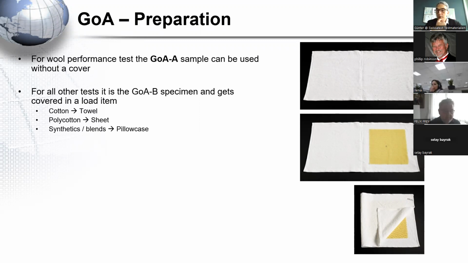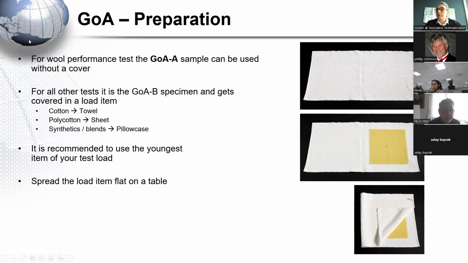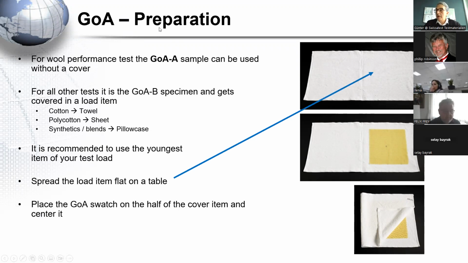Have a look in the CD2. There are nice pictures inside showing how it is placed in a polycotton sheet, and also how it is placed in a pillowcase and folded. In this presentation, I will show you only how it is placed in a cotton towel. It is recommended to use the youngest item of your test load, and for preparation, spread the load item flat on a table. As a next step, you have to place the GoA swatch on half of the cover item and center it.